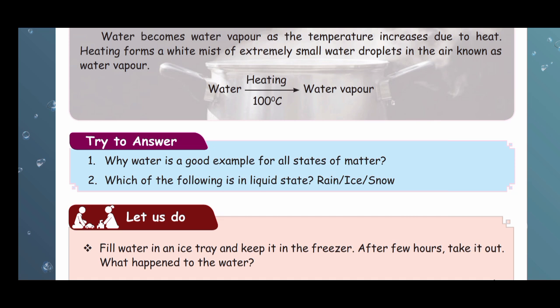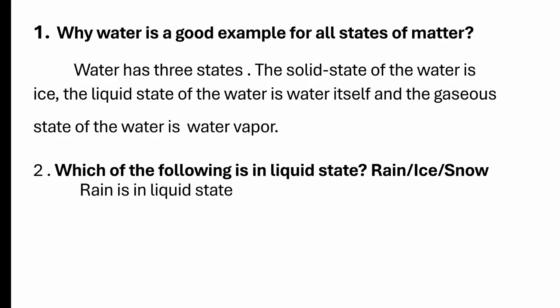Then try to answer. Why is water a good example for all states of matter? Second one, which of the following is in liquid state? Rain, ice or snow? So first one, why is water a good example for all states of matter? Water has three states. The solid state of water is ice, the liquid state of water is water itself, and the gaseous state of water is water vapor.